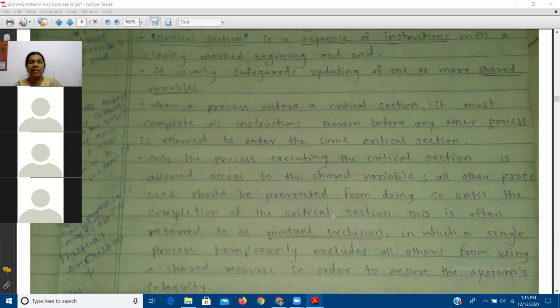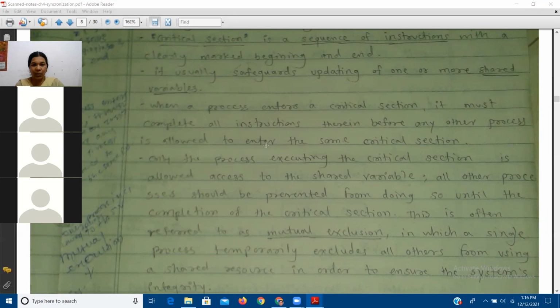So when the concept of critical section is applied, if the resources are common, if the resources are shared, right? When a process enters a critical section, it must complete all instructions therein before any other process is allowed to enter the same critical section. Only the process executing the critical section is allowed to access the shared variable. All other processes should be prevented from doing so until the completion of the critical section. So this is often referred to as mutual exclusion.